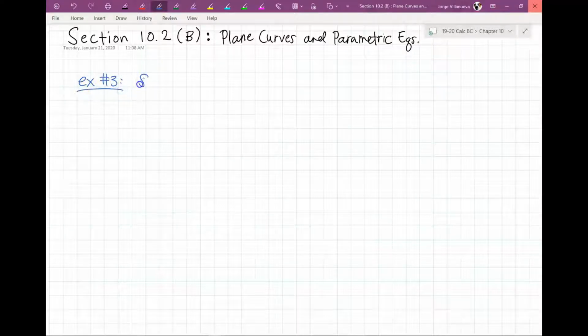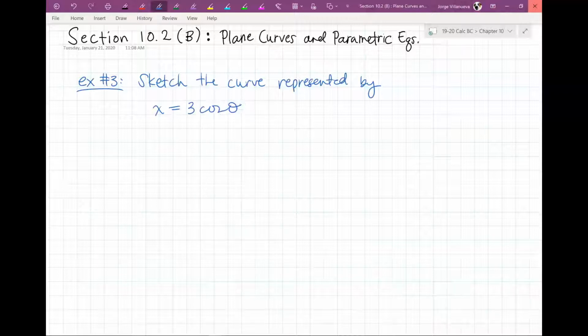They want us to sketch a curve represented by x equals 3 cosine theta and y equals 4 sine theta, from 0 to 2 pi. Okay, so from 0 to 2 pi. I'll let you guys write that down.